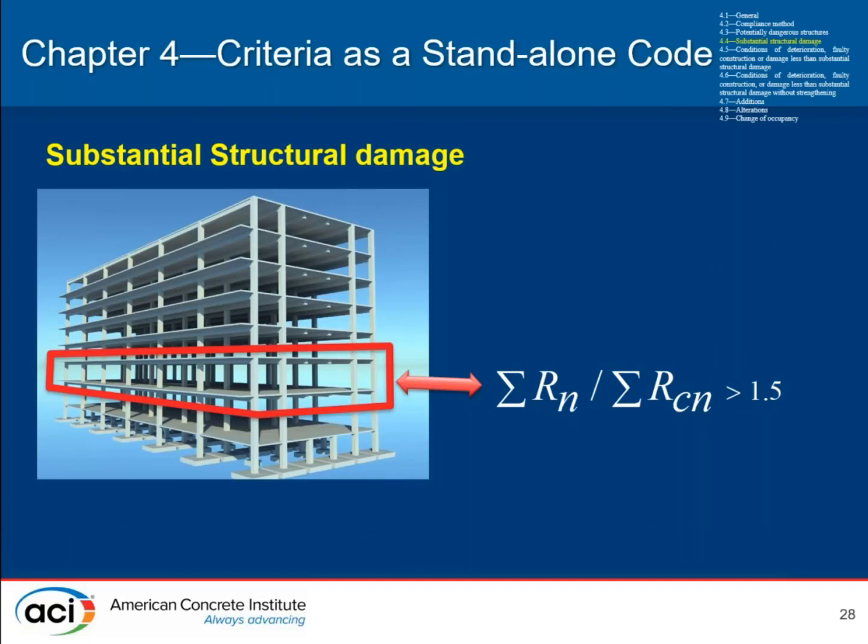And in this slide, the highlighted columns in this monolithic frame are part of a lateral load resisting system. And if the sum of the original capacities divided by the sum of the capacities accounting for damage is greater than 1.5, then all of the columns on this particular floor would be deemed to have substantial structural damage.